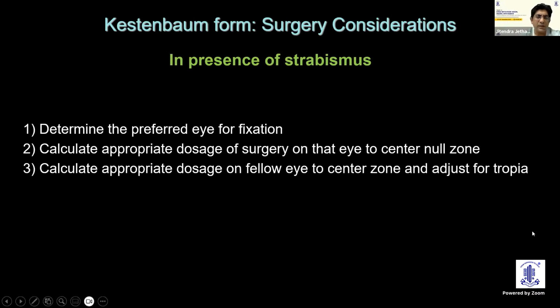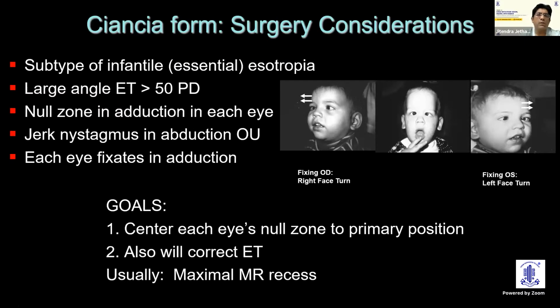So it is the preferred eye which will be operated for nystagmus, and the non-preferred eye for the rest of the part which has strabismus. Now this is the same slide. And for CNCR form of nystagmus or disconjugate, we have to do a bimedial recession, which will center the null zone and also will correct the esotropia.